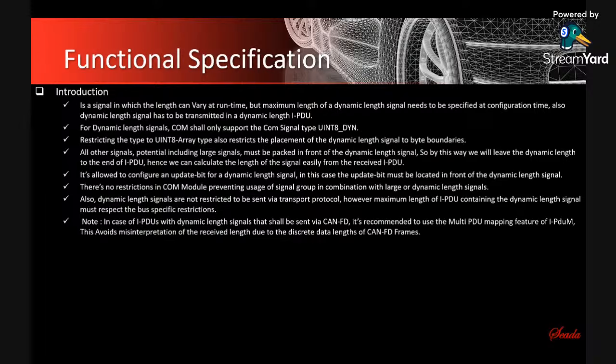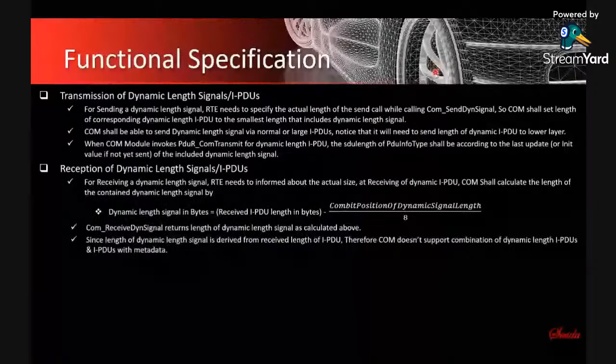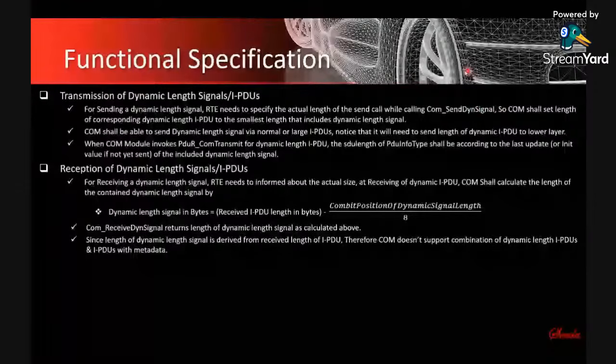And then let's see the transmission and the reception of this. What's going to happen here? The transmission of dynamic length signal or I-PDUs, as we mentioned, RTE needs to specify the actual length of the send. Then you're not going to use Com_SendSignal, not Com_SendInvalidateSignal, nothing like this. You're going to use Com_SendDynamicSignal. And by this API, you add to me the length of the signal, with the signal value. So the COM shall know from this what exactly is the signal dynamic length right now at runtime. But of course, if you added something exceeding the maximum length dedicated, it's going to be a big issue.